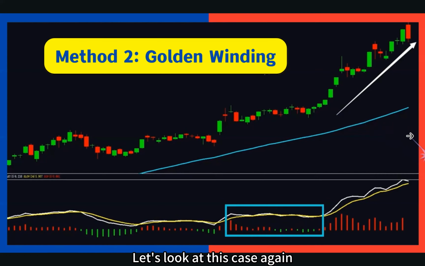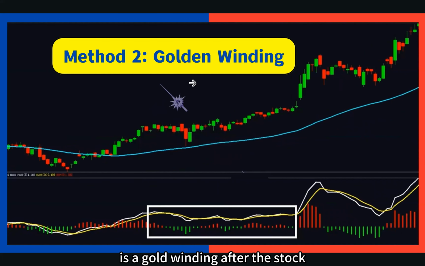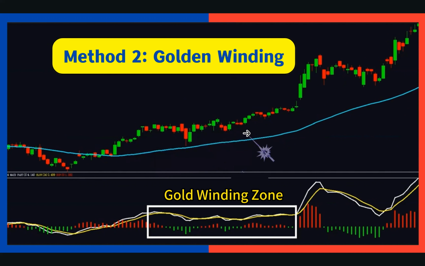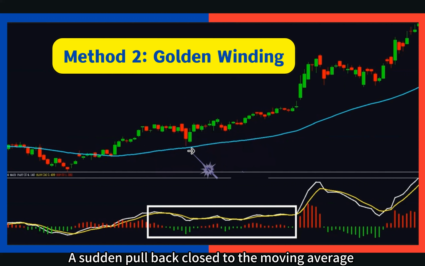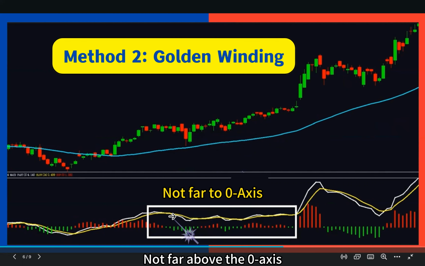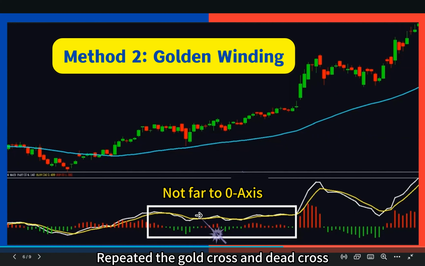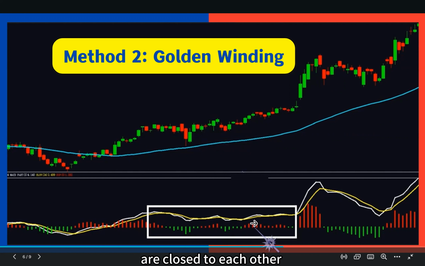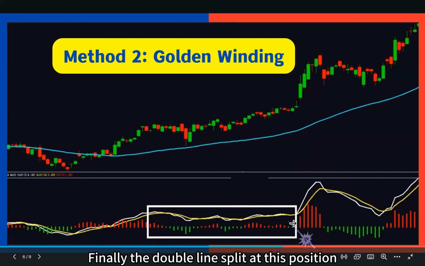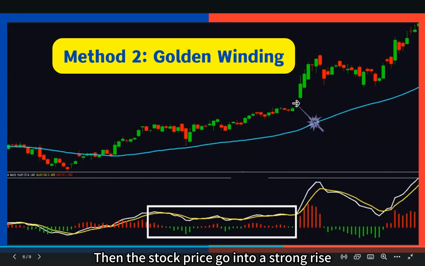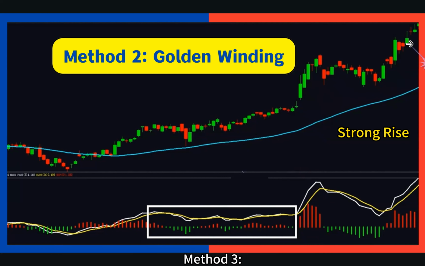Let's look at this case again. It's a gold winding after the stock price rose from the 60 days moving average. A sudden pullback close to the moving average, then it is dominated by shock and sideways movement. The MACD below, not far above the zero axis, repeated the gold cross and dead cross, and then the two lines got close to each other. Finally, the double line spread at this position. Obviously you can go right in, then the stock price goes into a strong rise.